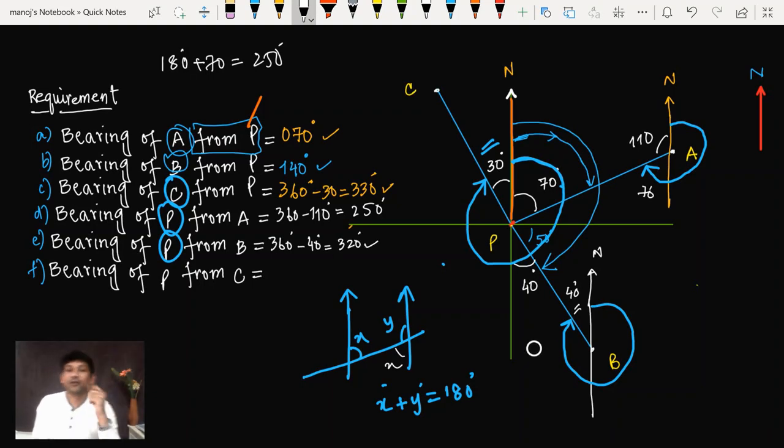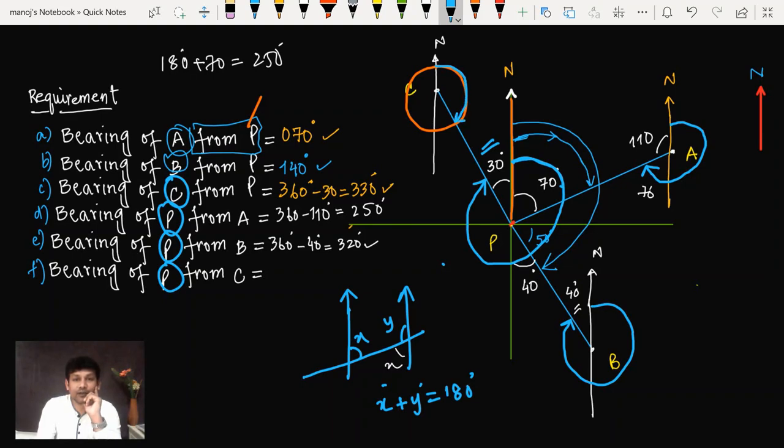Okay, bearing of P from C. From C, C should have north. Okay, C has north. And from north, what do I have to draw? Very simple step. Draw a circle and travel on the circle till point P. So I have to move on the circle. When we have P, I have to stop. This is here, and then I will remove this.